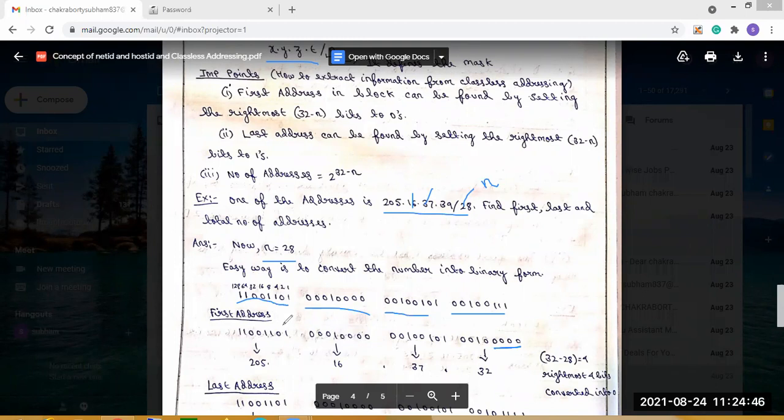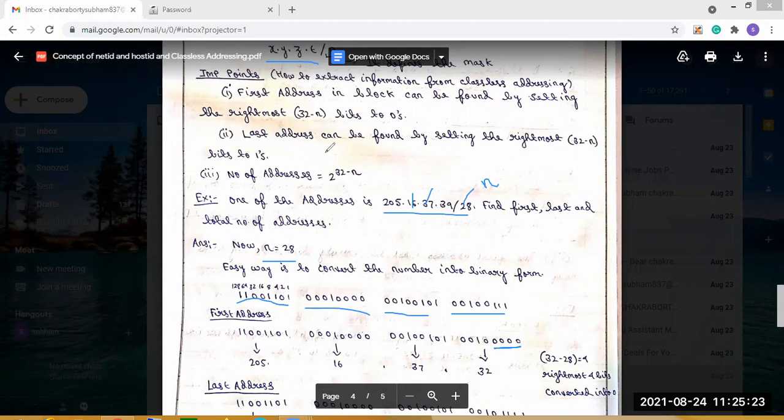The other bits will remain the same. We didn't change that, only the last 4 bits. Why? Because 32 minus n, where the mask value is 28, so the rightmost 4 bits will be changed to zeros. And after that, if we again convert it into decimal form, then it will look like 205.16.37, and here it will be 32.